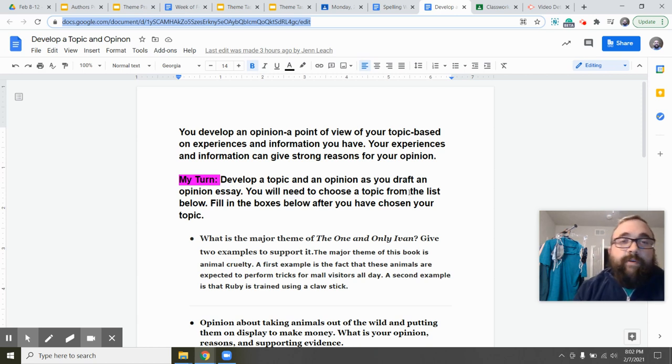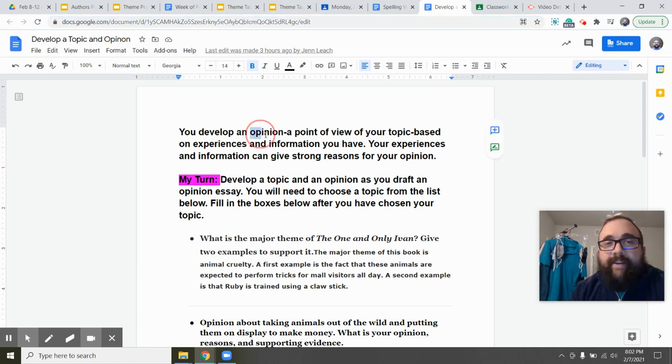You develop an opinion or a point of view of your topic based on experiences and information you have. Your experiences and information can give you strong reasons for your opinion, right? So remember, your opinion is also your point of view on a topic, okay? And you formed this opinion because of experiences, things you've done or seen, and information you have, right? So, your experiences and information can give strong reasons.